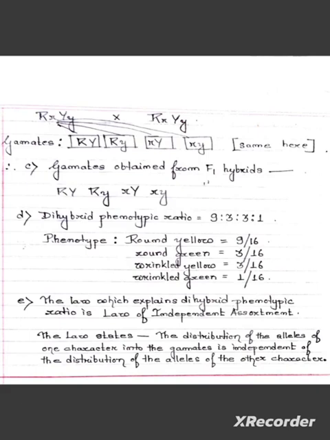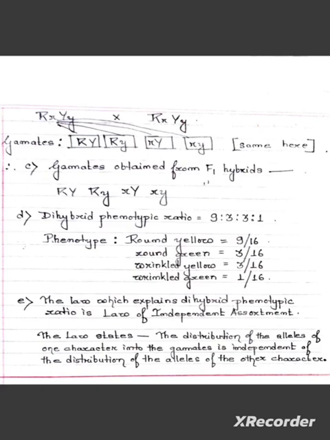Next you have question number C. Give the possible combination of gametes that can be obtained from the F1 hybrid. That only we have shown over here: capital R, capital Y, capital R, small r, capital Y, small r, small y.